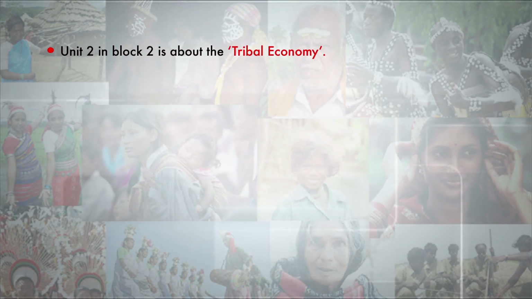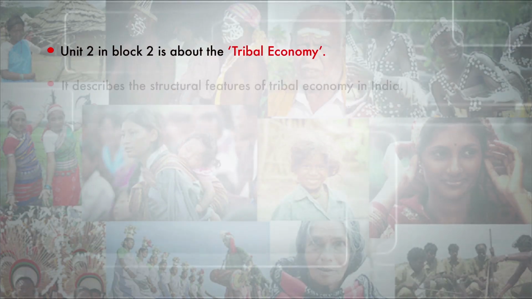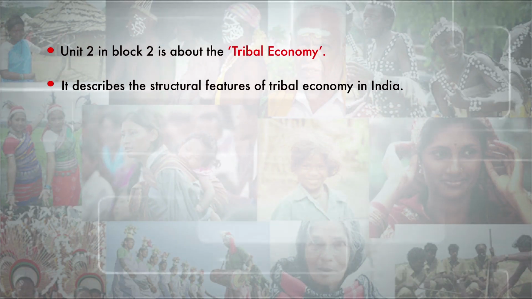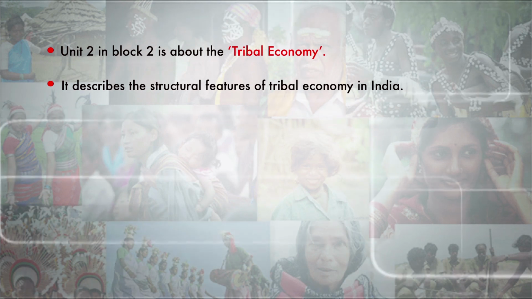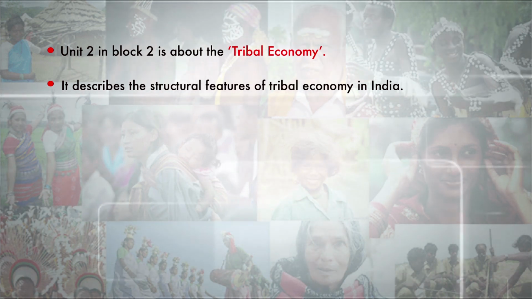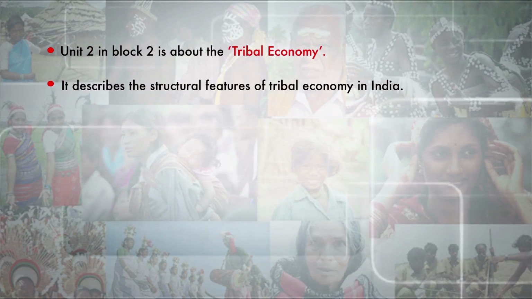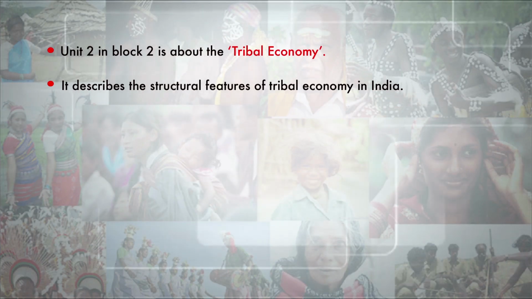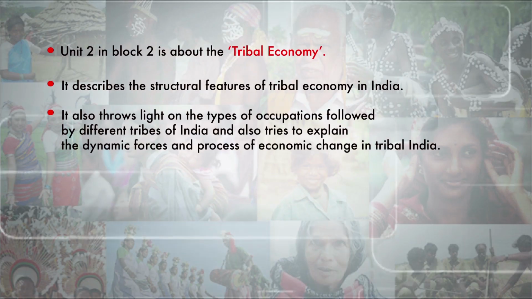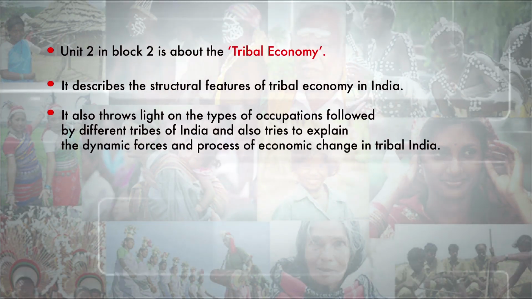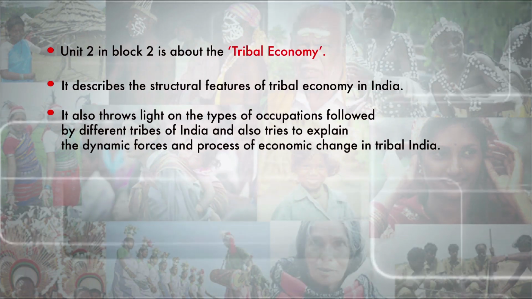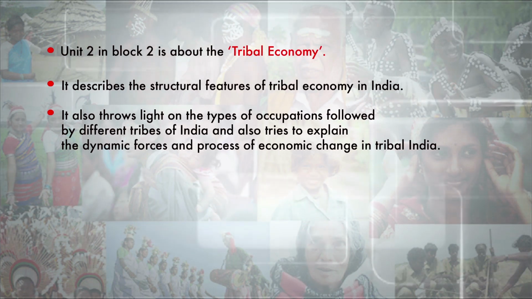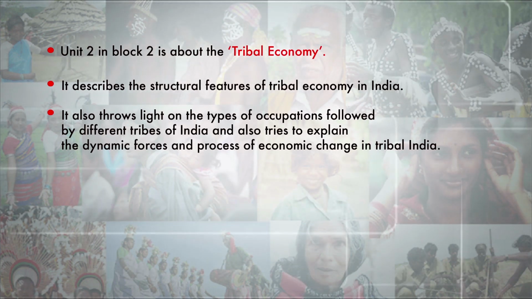Unit 2 in Block 2 is about the tribal economy. It describes the structural features of tribal economy in India. It also throws light on the types of occupations followed by different tribes of India and tries to explain the dynamic forces and process of economic change in tribal India. As we know, economy is an institutional mechanism for regulating the human activities of acquisition and production of goods and services, as well as their distribution among the people.